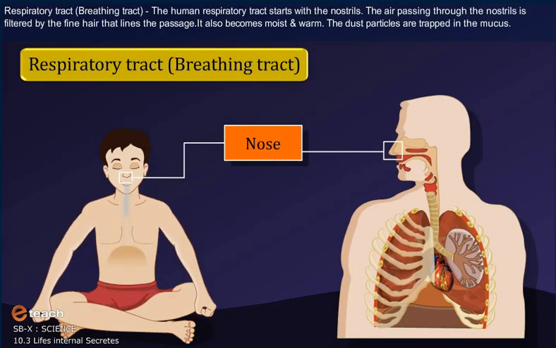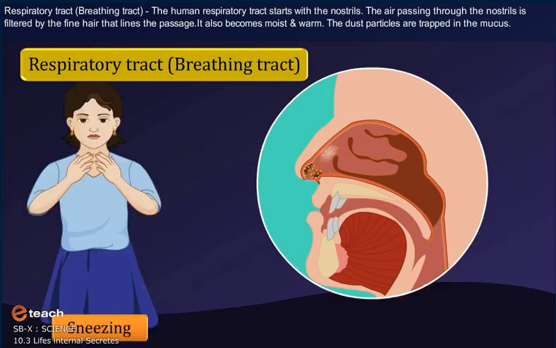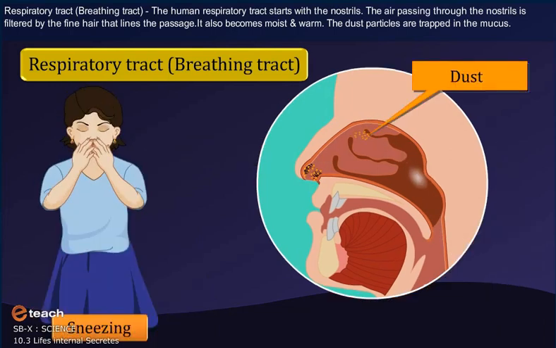Respiratory tract or breathing tract. The human respiratory tract starts with the nostrils. The air passing through the nostril is filtered by the fine hair that lines the passage. It also becomes moist and warm. The dust particles are trapped in the mucus.